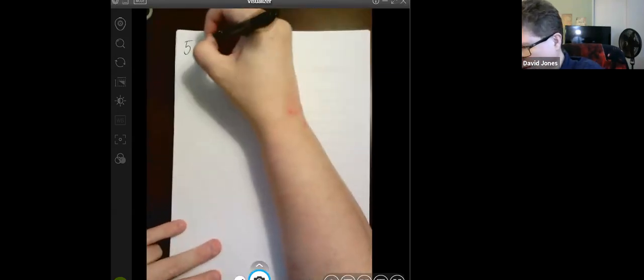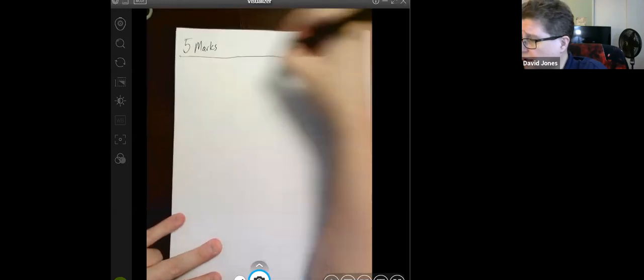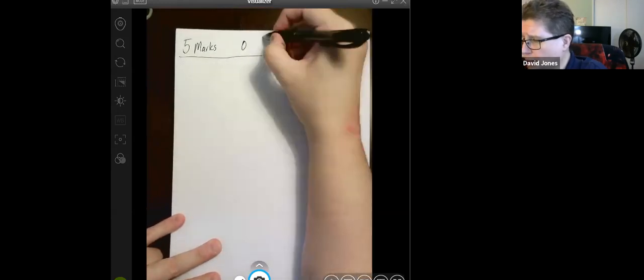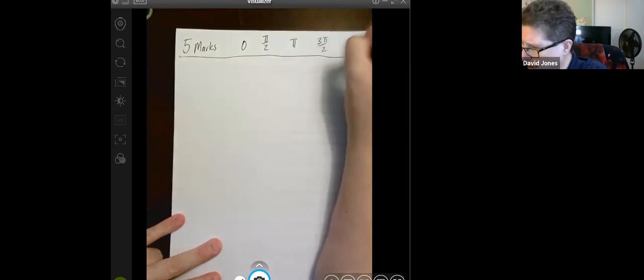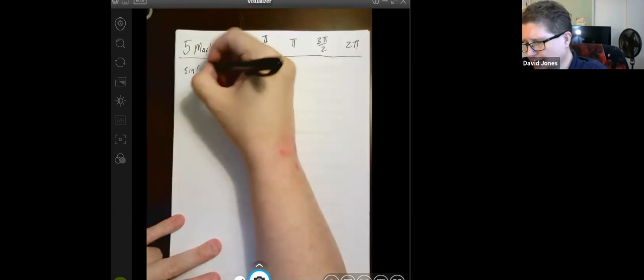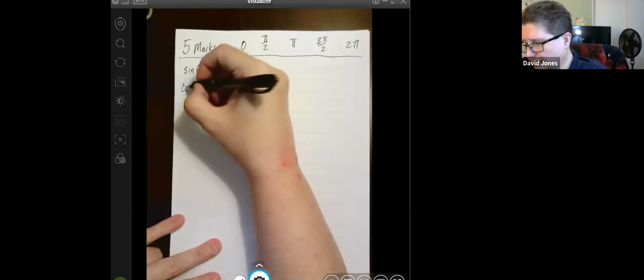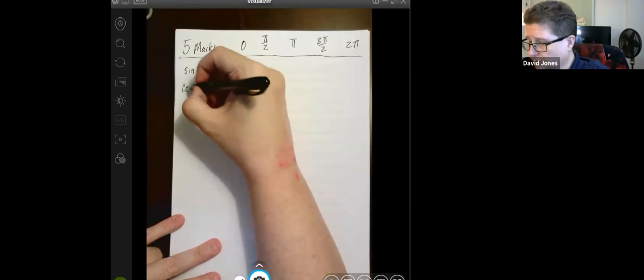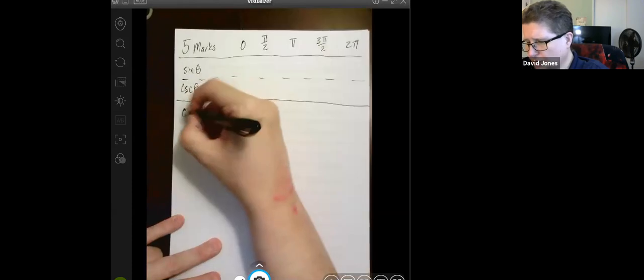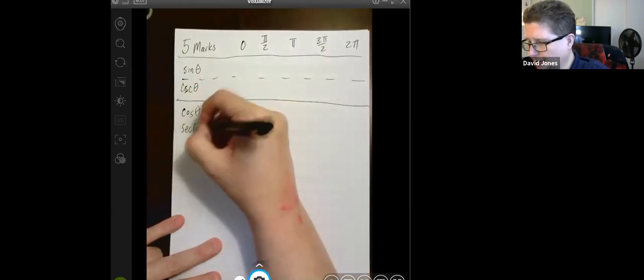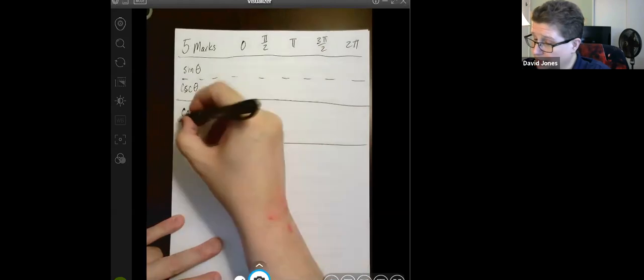So recall, for our base graph of sine and cosine, our 5 marks, we've got 0, pi over 2, pi, 3 pi over 2, 2 pi. Let's write sine theta and then cosecant theta. We'll do them together. And then we'll do cosine theta and secant theta. And we'll do them together.